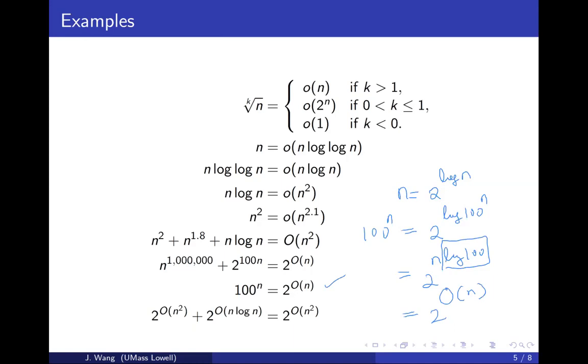Similarly, you look at this, and you look at the dominant factor. So of course, n squared dominates n log n, so this is the dominant factor. So that's why we have this. So there are many such things. So using big O notation and small o notation, you just need to look at the dominant factor. All right.